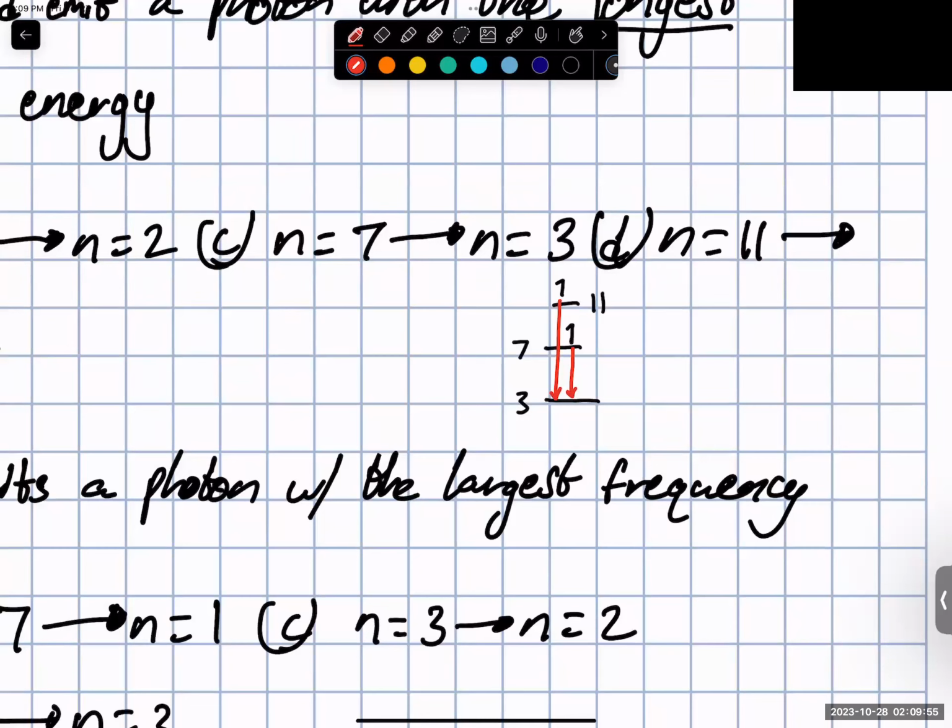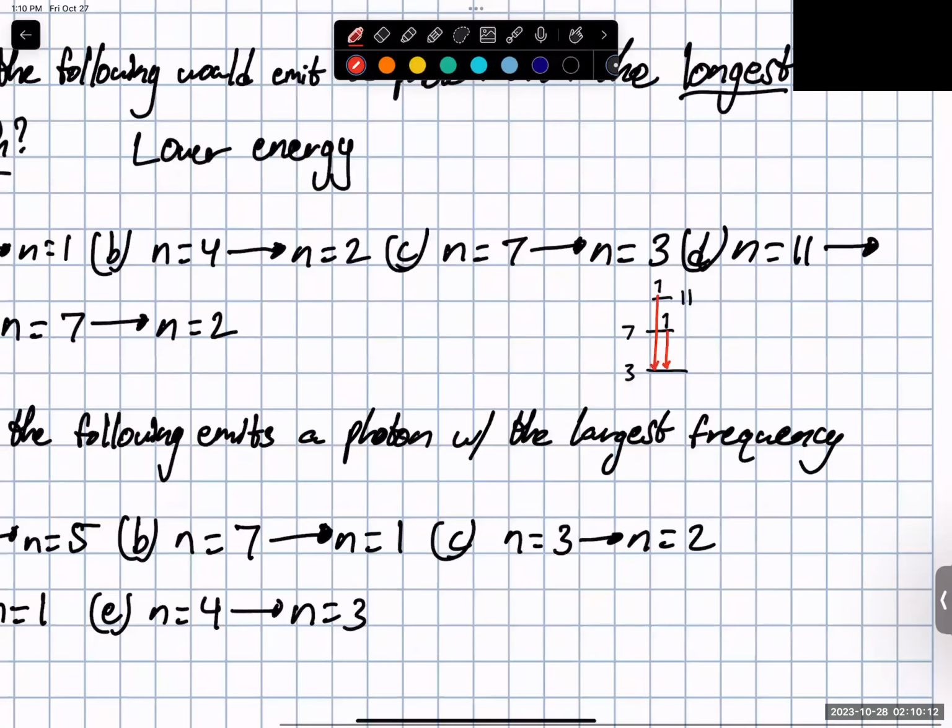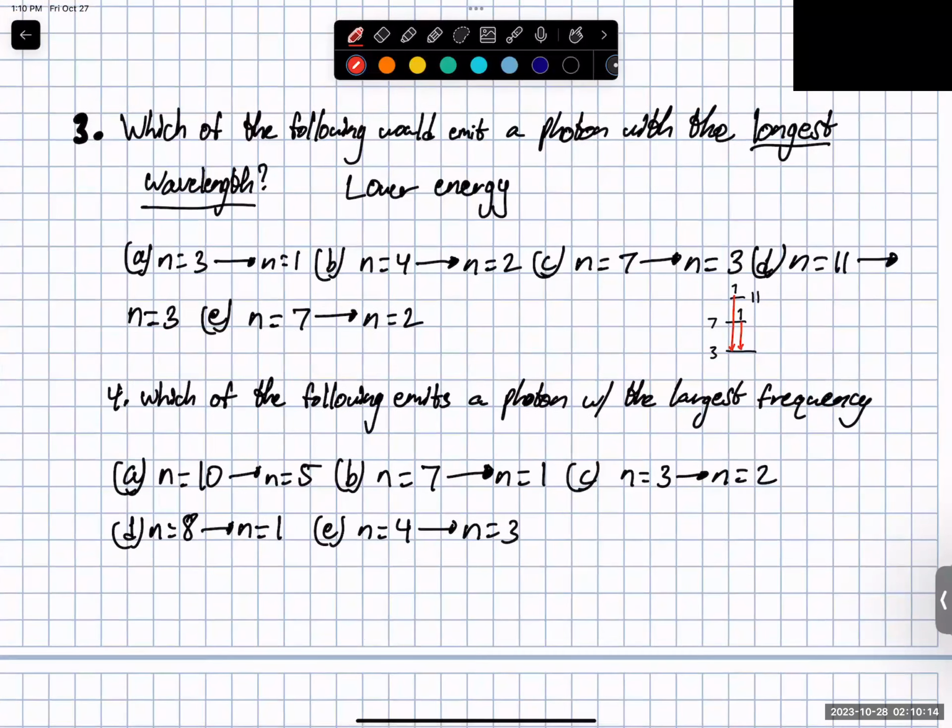So they're both IR, but which one is going to emit a photon with less energy is the one that doesn't have the greatest difference in energy levels. So 7 to 3 is only a difference of 4, and 11 to 3 is a difference of 8. Are there any questions on that? The answer is C. The answer is C. Is that what you got originally? Nice. Why didn't you say it earlier?